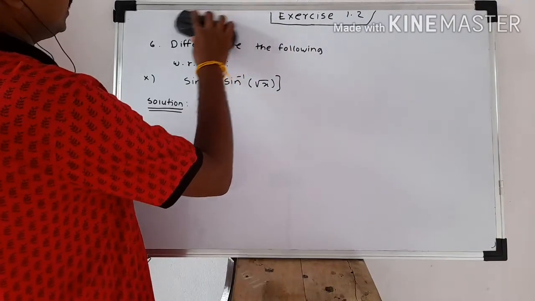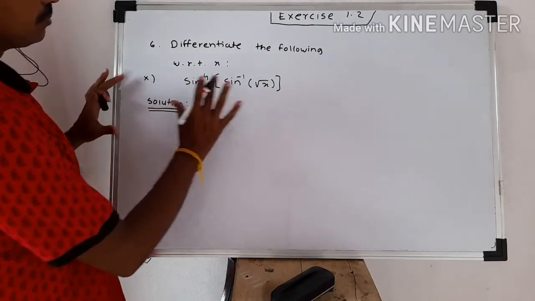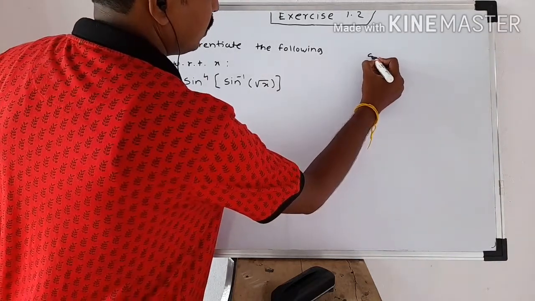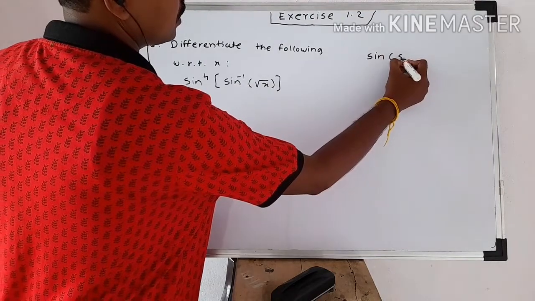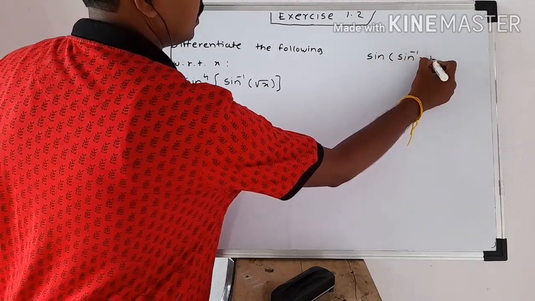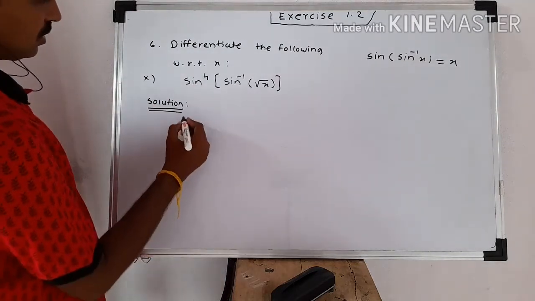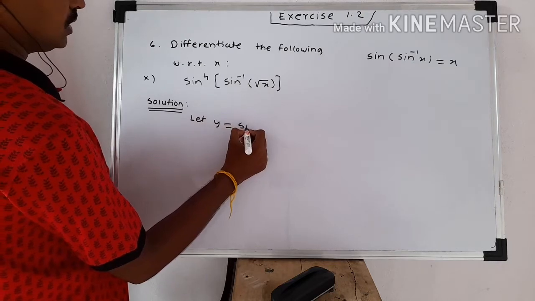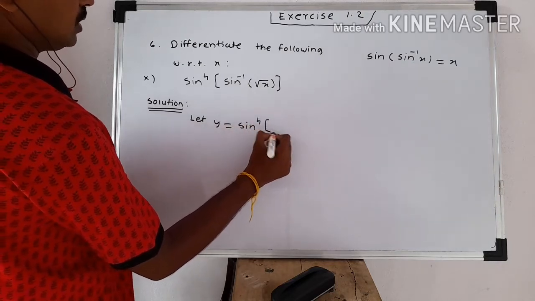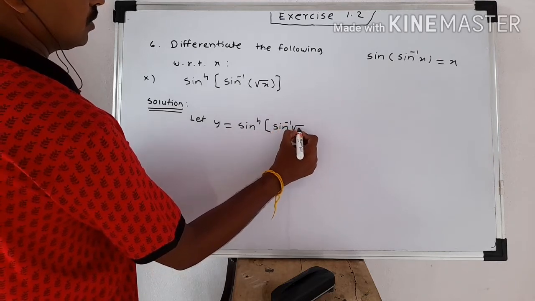Like the 9th example, we can solve the number 10 example without direct differentiation. We will again use the formula: if sin of sin inverse of x is there, then you can write this expression as x. First of all, for solving the example we write the given expression as y equal to sin raised to 4 of sin inverse of root x.